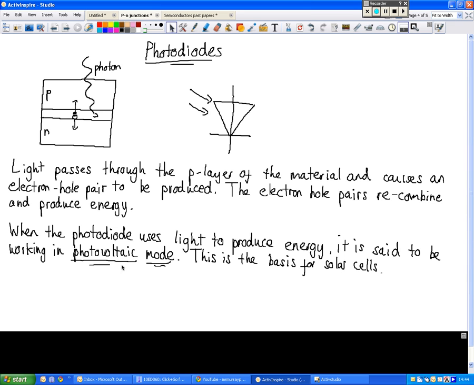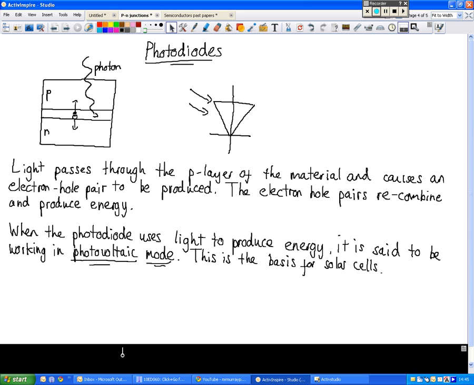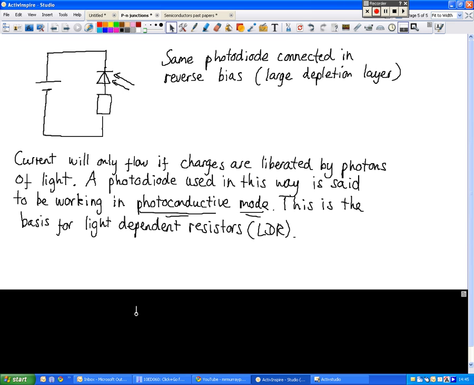So we say that is in photovoltaic mode. All solar cells will operate in photovoltaic mode. The photo part is light, voltaic tells you that electricity is being produced. The difference between that and photoconductive mode, which is the other mode in which a photodiode can work, is that one is connected to a power supply and one is not. A solar cell can make its own electricity, so it doesn't need a power supply, but the basis of LDRs, light dependent resistors, is photoconductive mode, and that's slightly different.